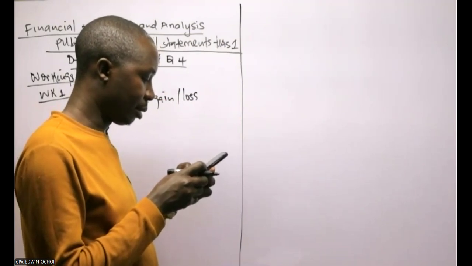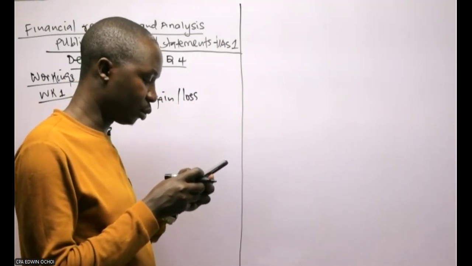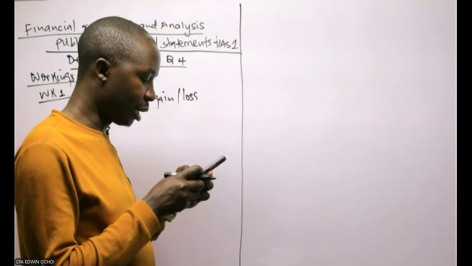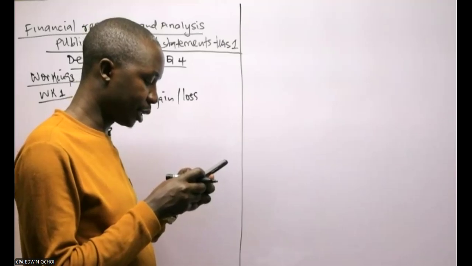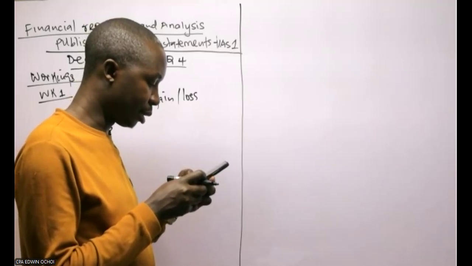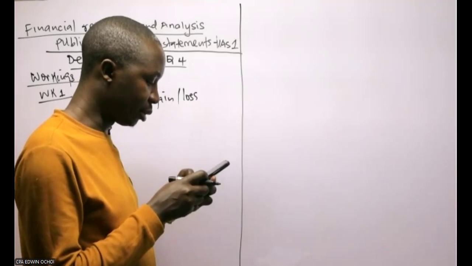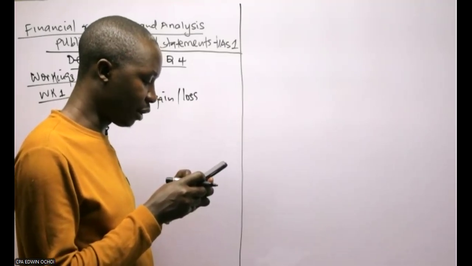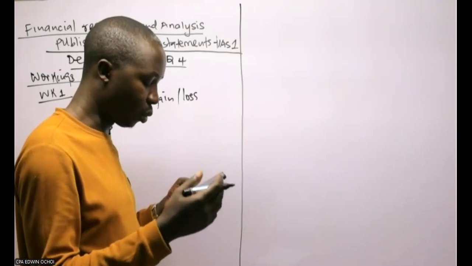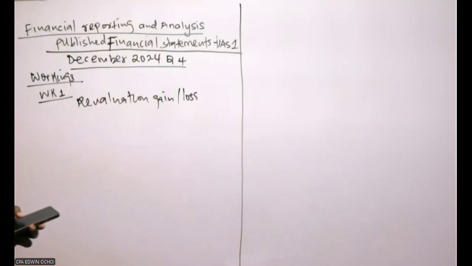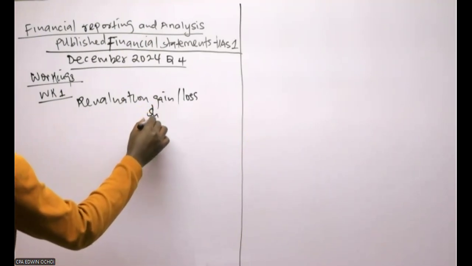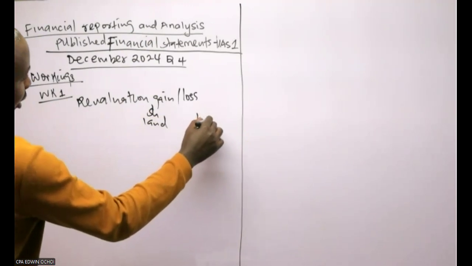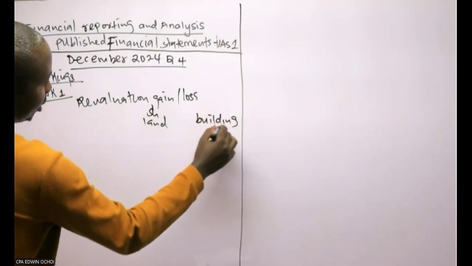Land and buildings were purchased on 1st November 2008. The cost of land as at the date of the purchase was 70 million. However, on 1st November 2023, the land and buildings were provisionally valued at 175. So we need to check for what? For revaluation gain or loss. So here we have land and we have building. It was land and buildings.